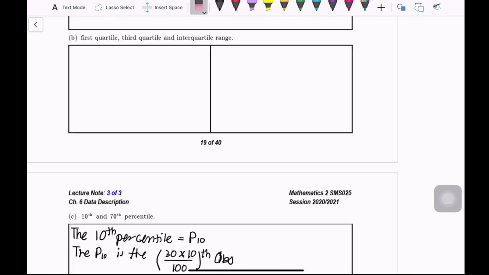Find the first quartile, third quartile, and interquartile range.